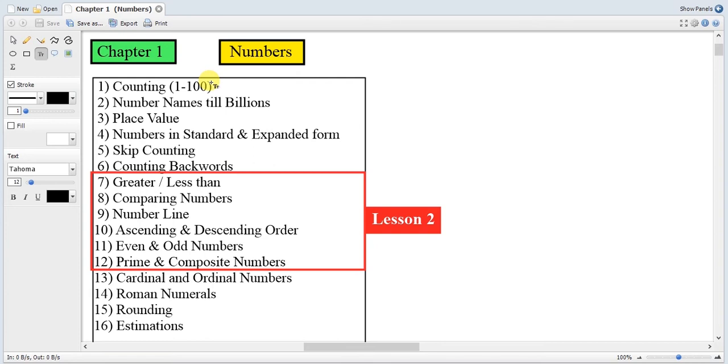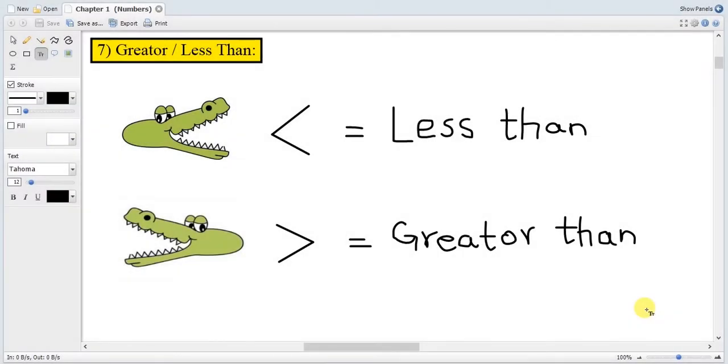So basically, we will be covering 6 concepts, from 7 till 12 of chapter 1 in today's session. Shall we start? Get set, ready, and let's begin. So topic number 7 is greater than or less than. We are going to start from here.